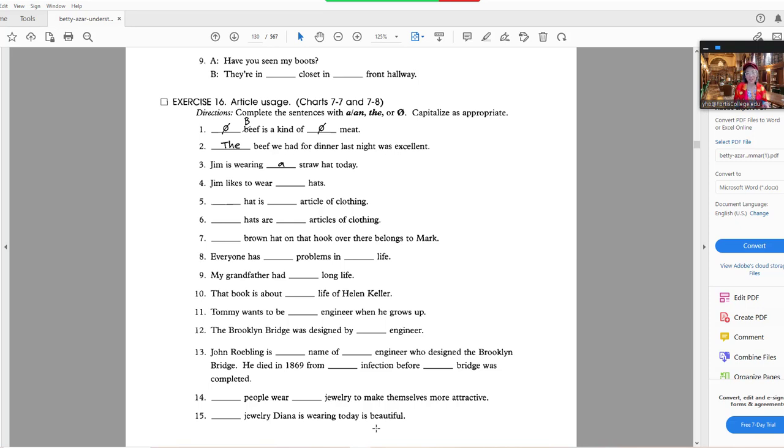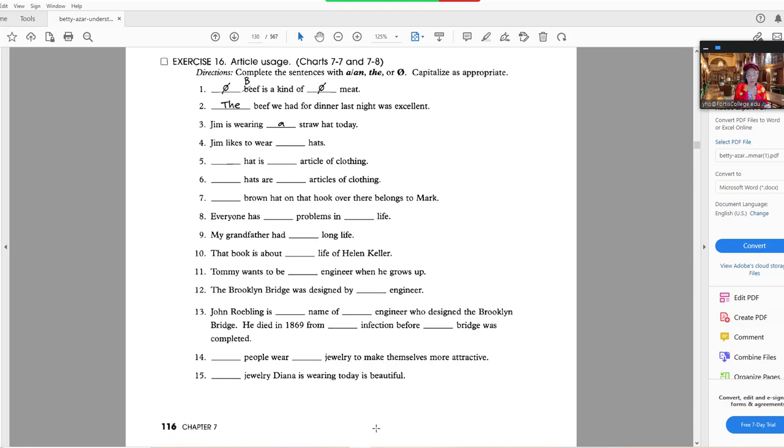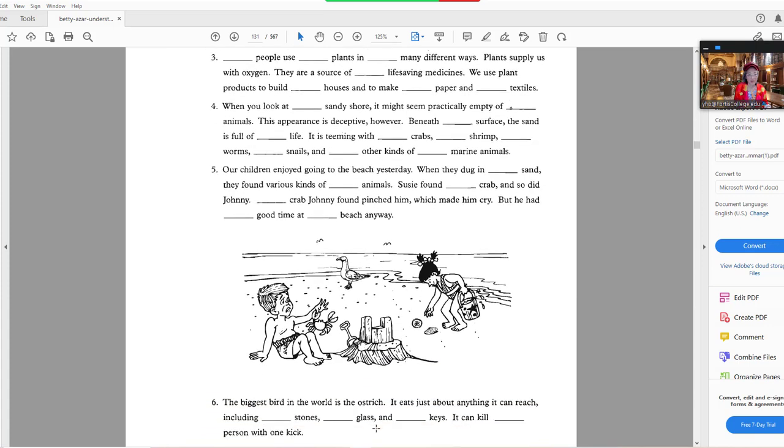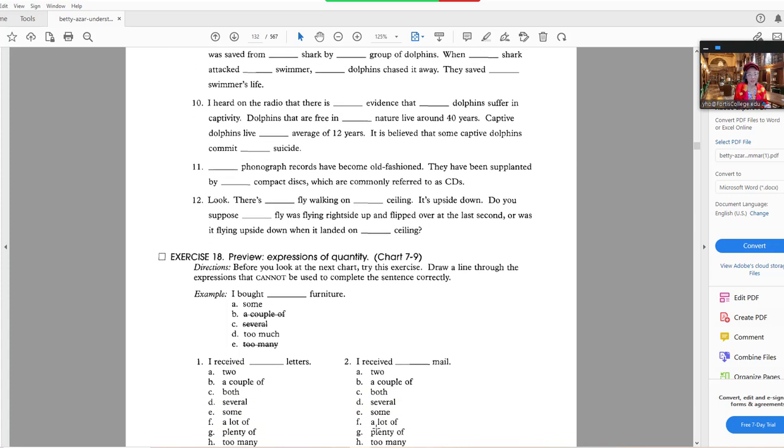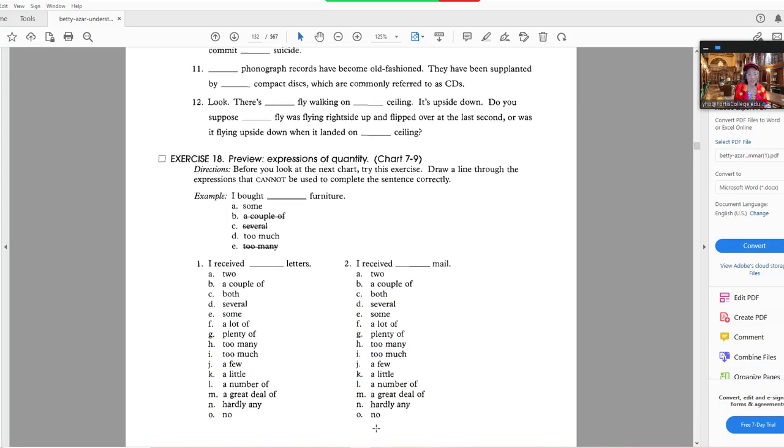So it's very easy to do article usage if you use the, if the speaker knows what you're referring to, and then you use a and an to refer to countable nouns that you can count. So I won't do any more because I'll probably bore you silly.